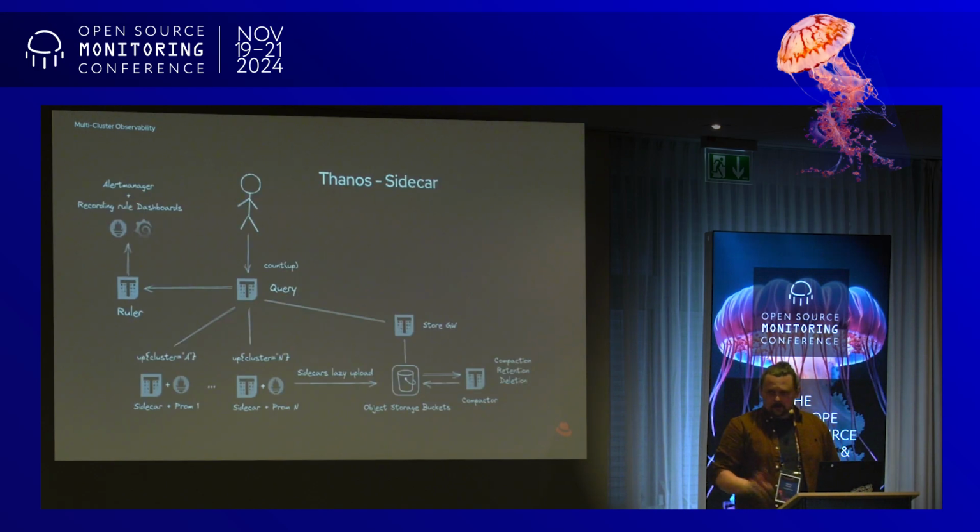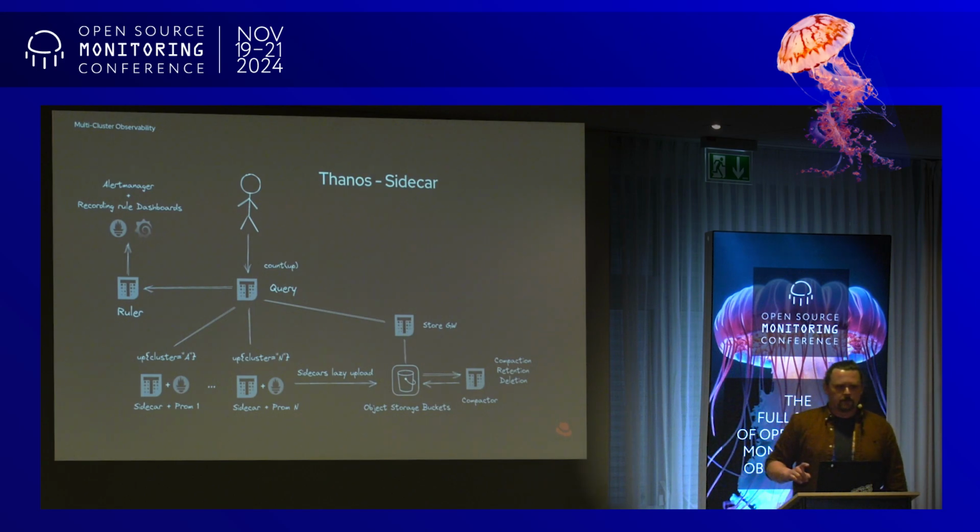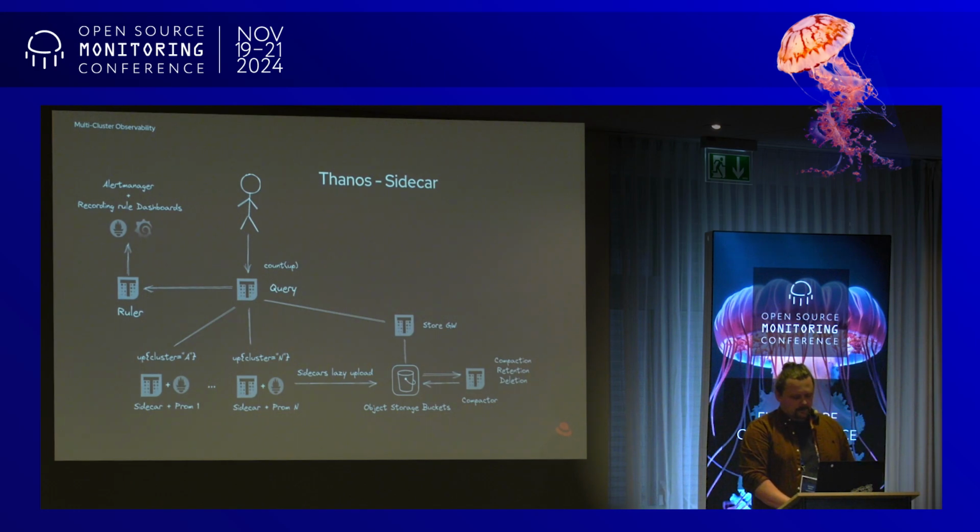So let me quickly look at the two architectures with Thanos support. This is the original Thanos architecture. It's the so-called sidecar architecture. So you basically have your sources here, your Prometheuses on clusters. You run a Thanos sidecar besides them, which does a lazy upload to object storage of the metrics. And a compactor is going to compact these things, make it smaller.